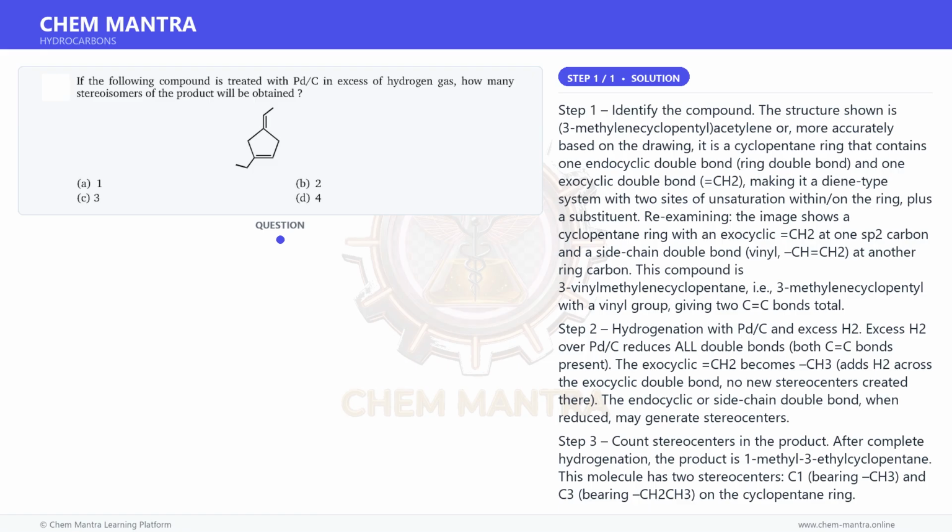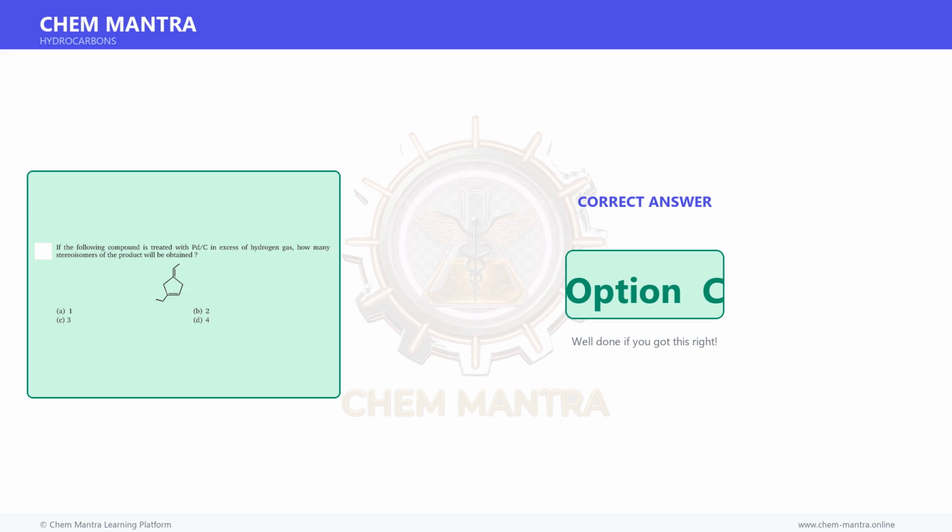Step 6. Elimination of other options. A. 1 is too few since 2 stereocenters exist. B. 2 ignores one of the stereochemical outcomes. D. 4 would require completely random, non-selective addition at both faces for both centers, which does not fully account for the reaction stereochemistry. Therefore, the correct answer is C. Therefore, the correct answer is option C.